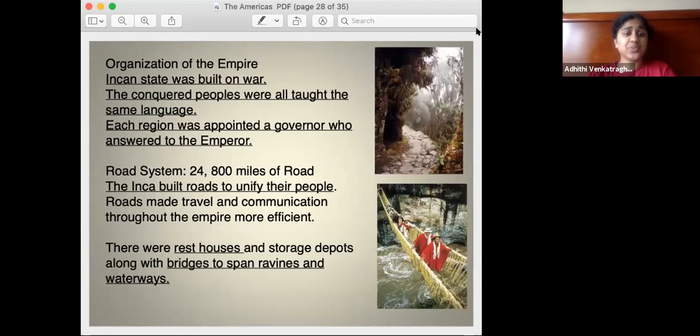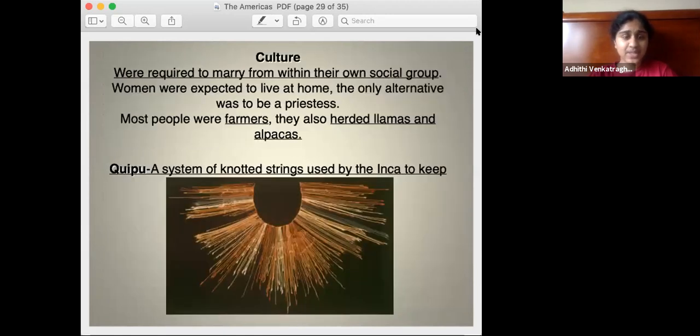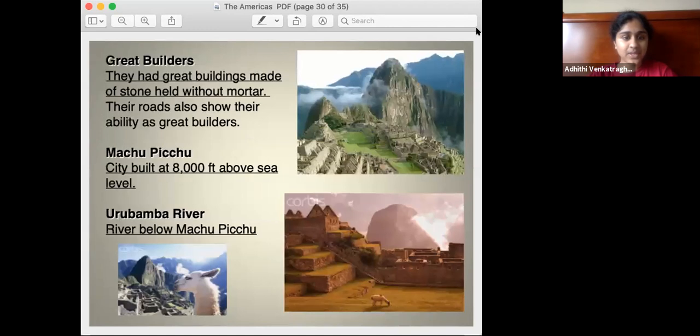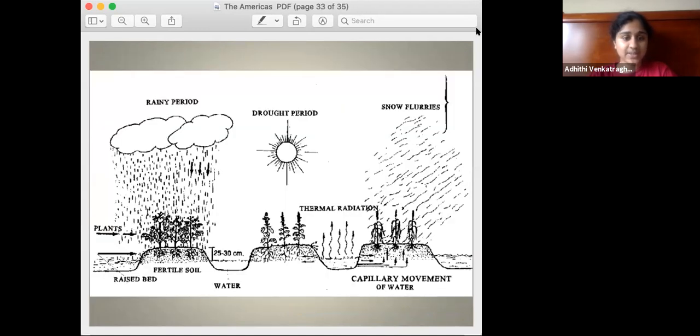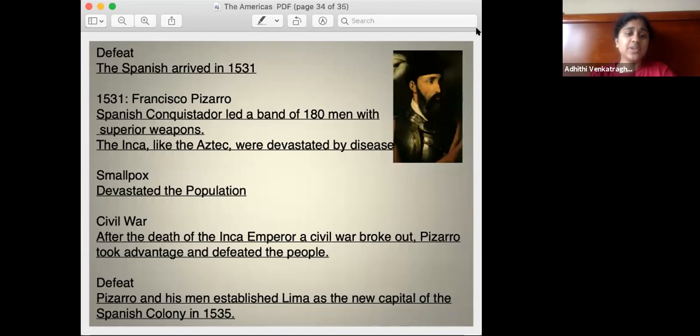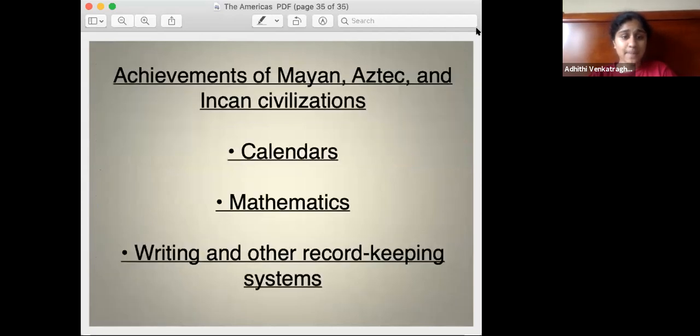As for the organization of the empire, the Inca state was built on war, and the conquered peoples were all taught the same language. They had a road system, as mentioned before, with rest houses and storage depots. In the culture, many were required to marry within their own group. They were farmers, and they herded llamas and alpacas. This is some of their buildings. They were very great builders. And this is around Lake Titicaca. The defeat came in 1531 with Francisco Pizarro, and smallpox and civil war both defeated the Incas. Some achievements of their civilizations.